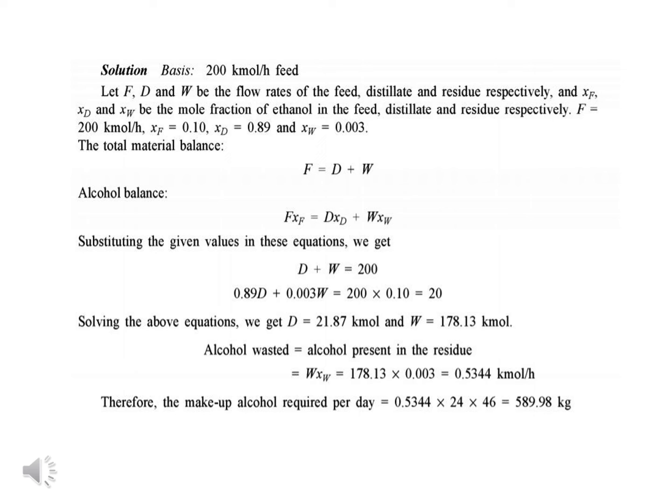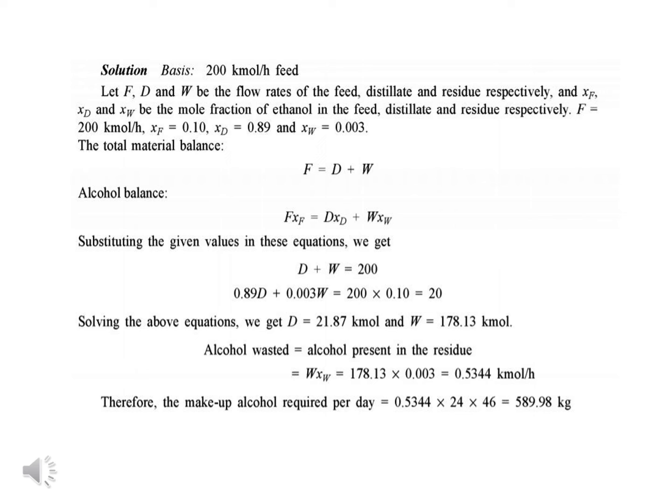For a material balance problem, first we need to write the basis, which is very important. So the basis for the given problem is 200 kilomole per hour of feed of liquid mixture, a mixture of ethyl alcohol and water. So we can say F, D and W are the flow rates of feed, distillate and residue respectively. XF, XD, XW are the mole fraction of ethanol in the feed, the mole fraction of ethanol in the distillate and the mole fraction of ethanol in the bottom product.